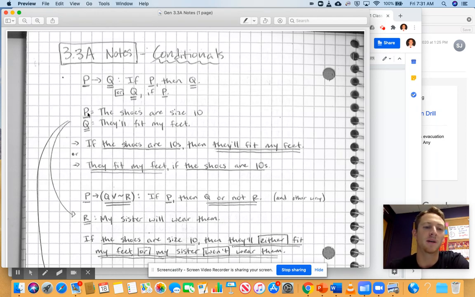So for all of our examples, the statement P is going to represent the shoes are size 10, and Q is going to be they'll fit my feet. And we're going to underline P with one line and Q with a double underline, just so we can visualize it in the sentence. So the if P then Q statement would be if the shoes are size 10, then they'll fit my feet. So if P, then Q. Or we could also say they'll fit my feet if the shoes are size 10s.